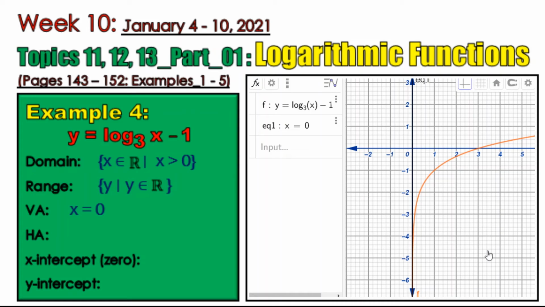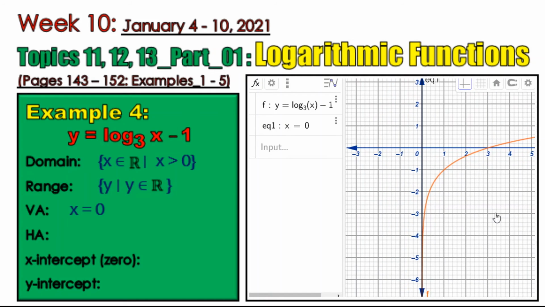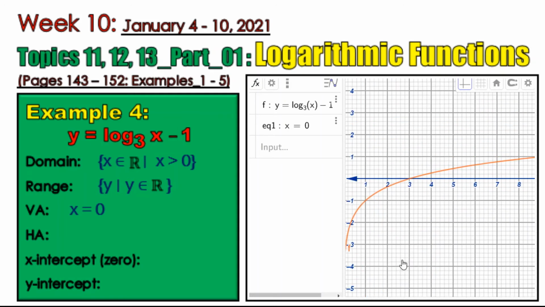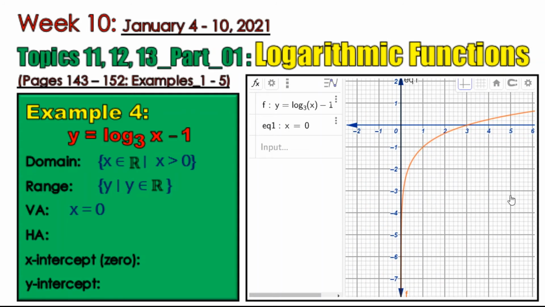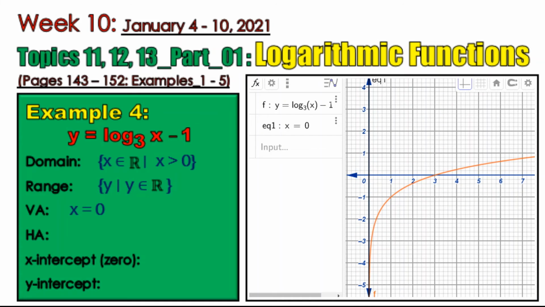And how about, can you find a horizontal line being approached by this graph, but this graph will never intersect this horizontal line? Okay, there is no such horizontal line, and therefore for this function we have no horizontal asymptote. And we will proceed to the x-intercept, or 0.